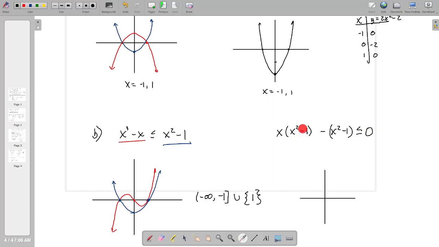Hopefully you can see that we have an x squared minus 1 in this first term and an x squared minus 1 in the second term. So I'm going to factor that out. And we end up with x squared minus 1 times x minus 1. And then x squared minus 1 is a difference of squares, so we end up with x minus 1 times x plus 1. So this entire thing becomes x plus 1 times x minus 1 squared is less than or equal to 0. Now what this graph looks like, it's still a cubic graph, but we're clearly going to equal 0 at 1 and -1.